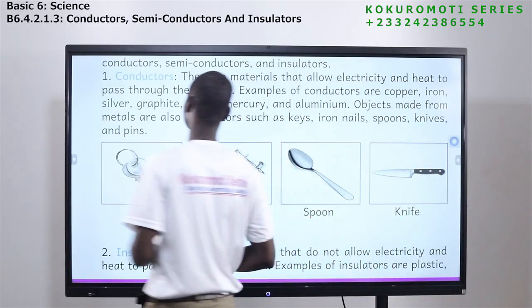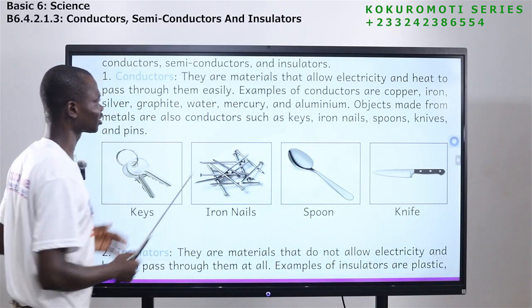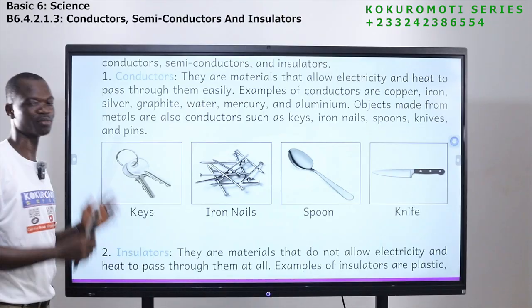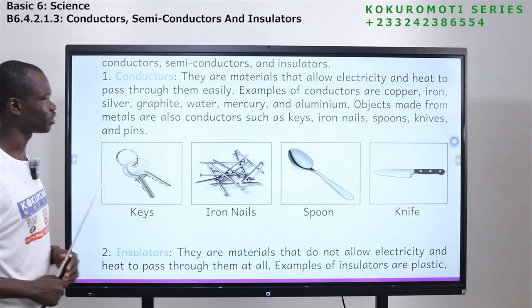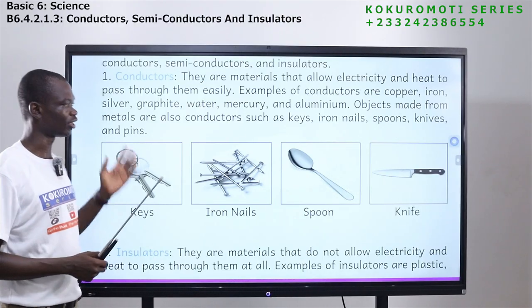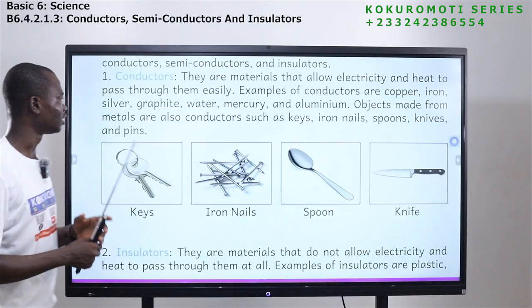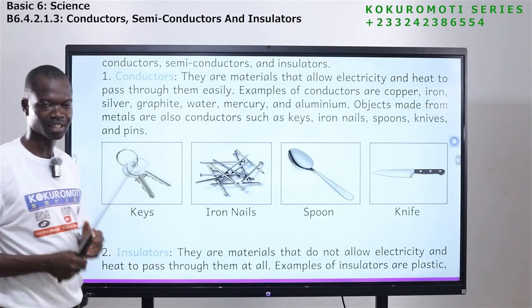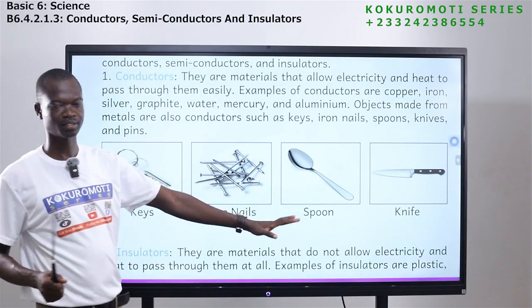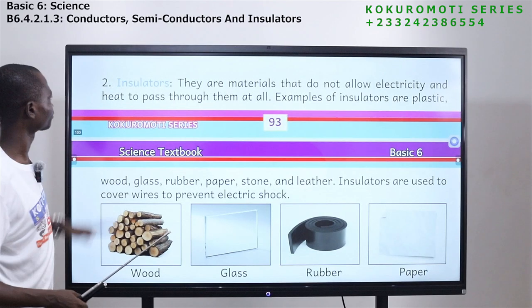All these are metals. Okay, so if you are asked to define conductors, I believe you can do that. If you are asked to give examples of conductors, I know you can do that. And objects that are good conductors of heat and electricity. So these are objects. Let's look at the next one.